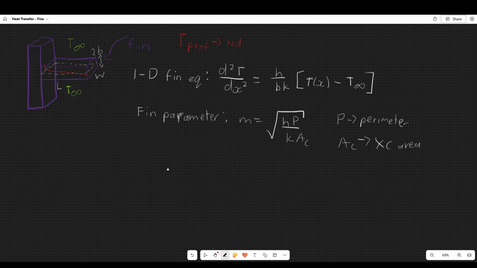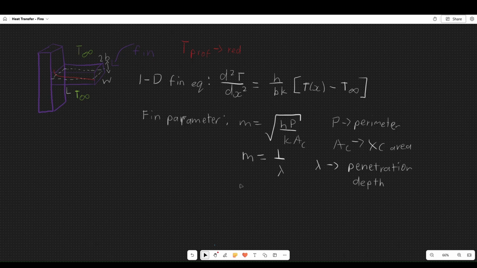And so you'll see that this is basically comparing the rates of heat transfer from convection in the numerator and conduction in the denominator. And you'll also see sometimes m written as lambda, but it's not the same. So m equals 1 over lambda, and lambda is considered the penetration depth. So if you ever see m's or lambdas and you need to convert to the other, just know that it's the inverse.